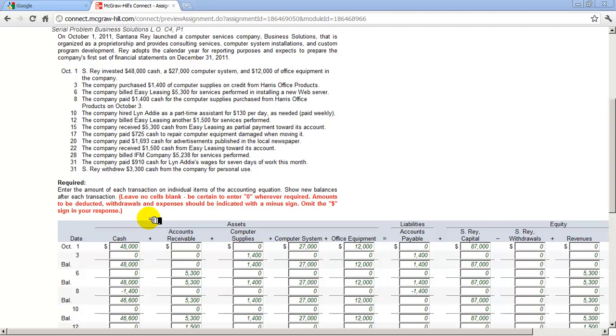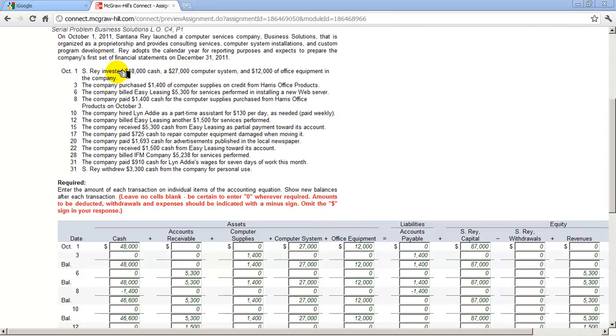What's most important to remember about this problem is to leave no cells blank and be certain there's a zero wherever required, and the amounts to be deducted for withdrawals and expenses should be indicated with a minus sign, and then you should omit all dollar signs.